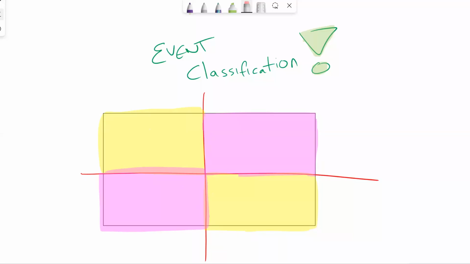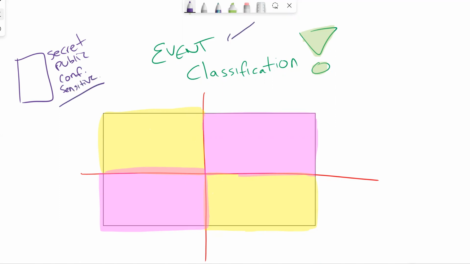I hope that in your environment you may have some classified data, right? And typically classified data could be in the form of a couple of keywords: could be secret, could be public, could be confidential, a list of keywords that have been defined. It could be something like sensitive as well. And the same is true when we classify incidents or events in incident response.